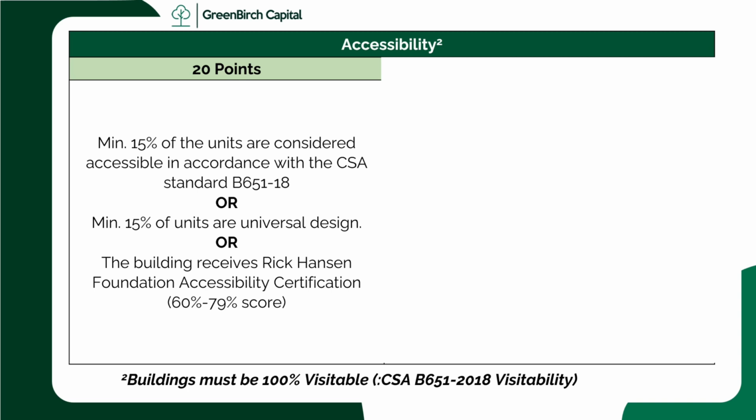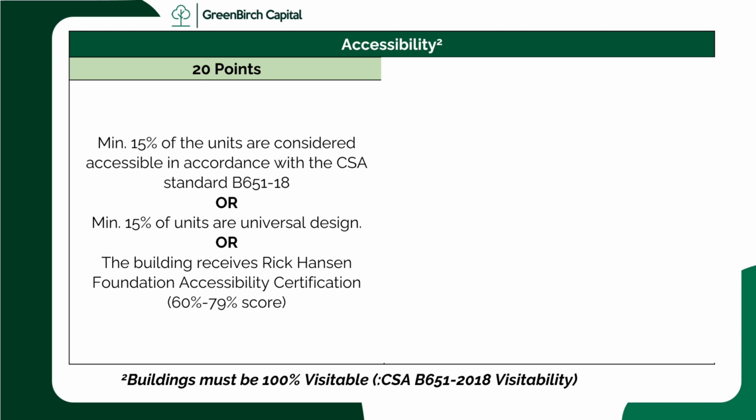However, in order to get points for accessibility, there's a few different ways to get 20 points. The first way is that 15% of the units are considered accessible in accordance with CSA standard B651-18, which is a specific national building code standard. Another way to get 20 points in accessibility is that 15% of the units are considered universal design. And finally, the building receives a Rick Hansen Foundation accessibility certification score of between 60 to 79%, which is a third-party certification that you can obtain.